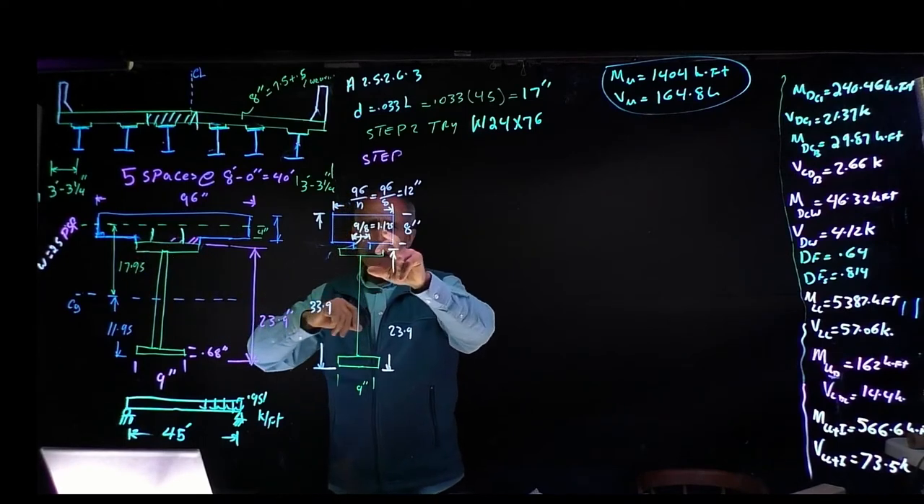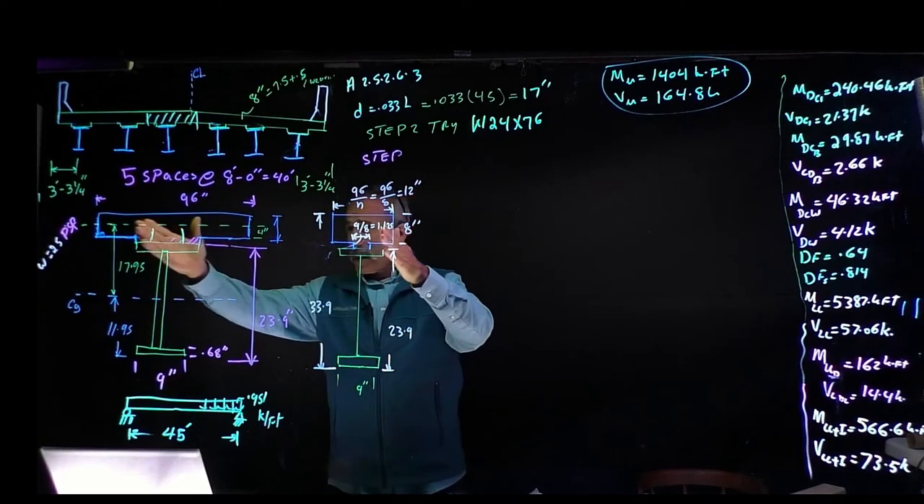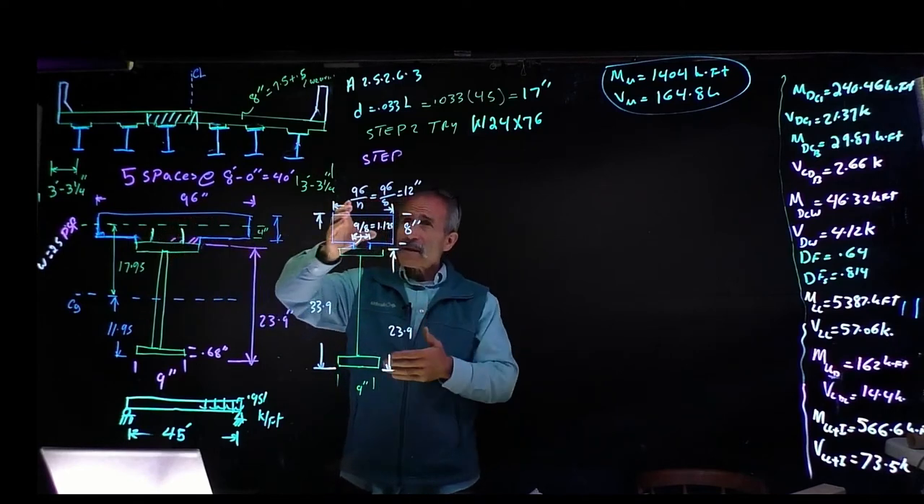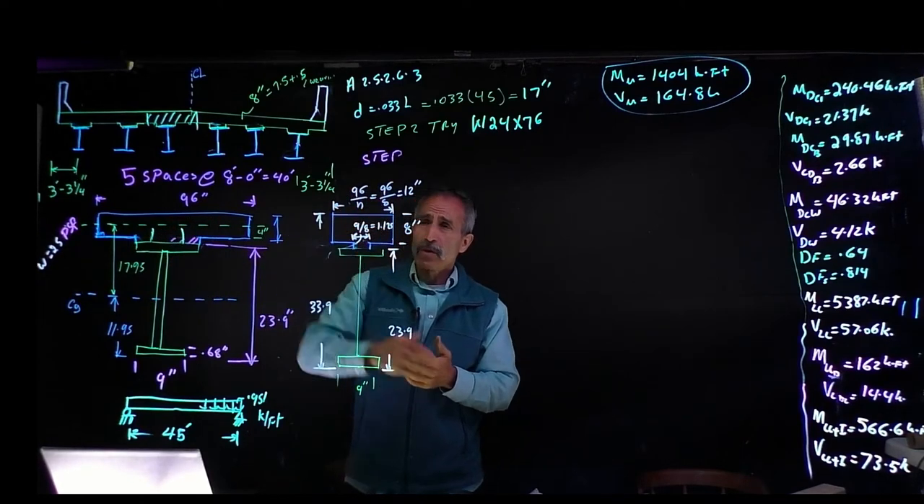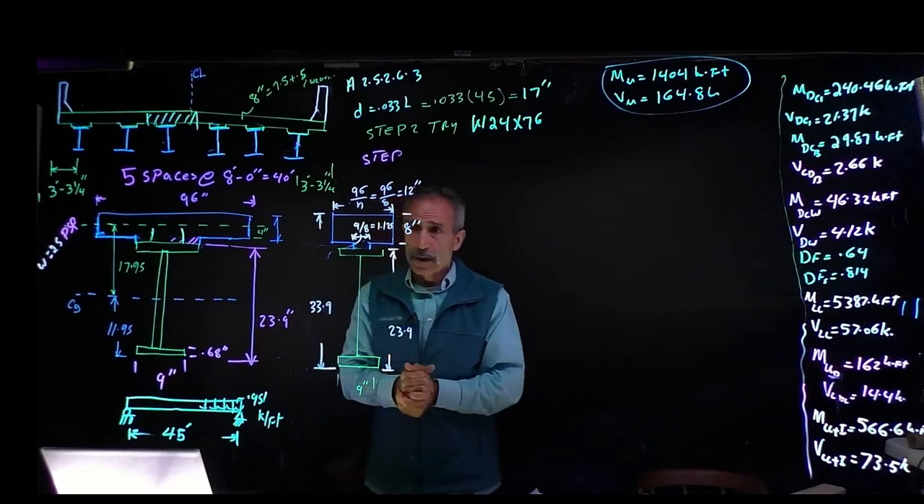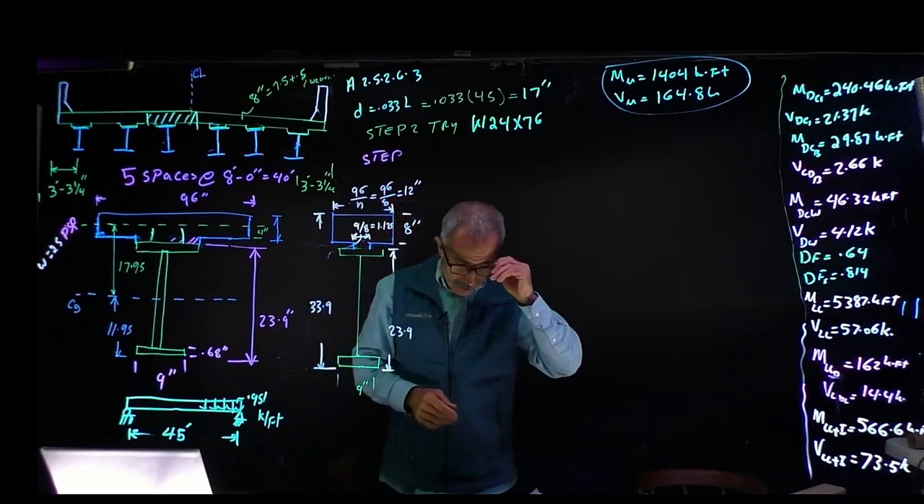9 inch divided by 8, and then our concrete deck itself came out 96 divided by 8, which comes out to 12 inches. So this is what we have. We've got to work with this now. So let's continue with step number 8 here.